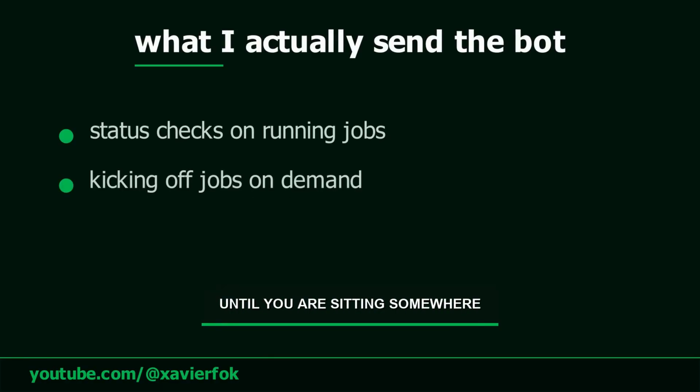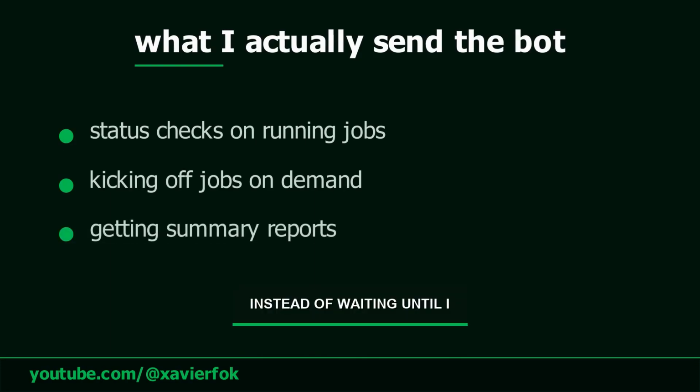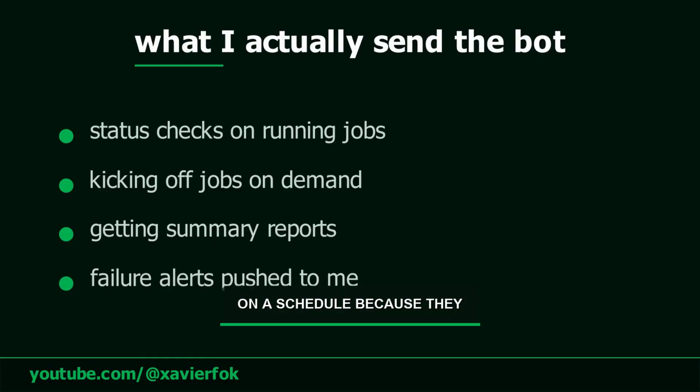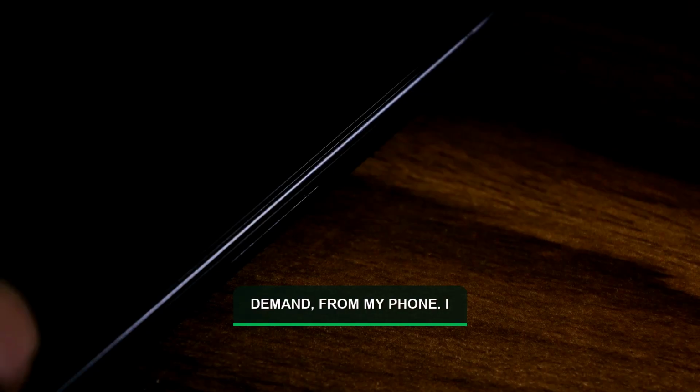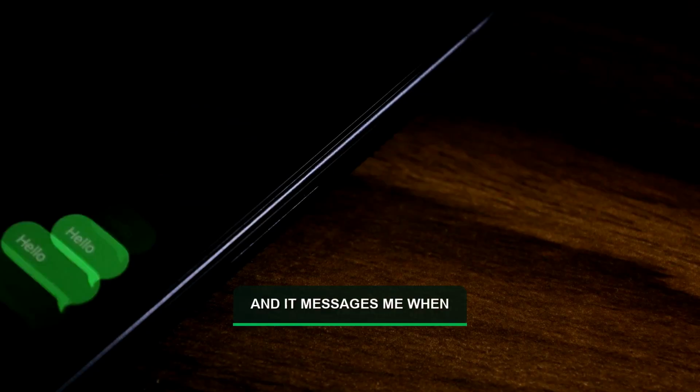This sounds small until you are sitting somewhere without a computer and you want to know if a long render finished. Instead of waiting until I get home, I just ask. The second thing is kicking off jobs. Some tasks I do not want running on a schedule because they need to wait for conditions that are hard to detect automatically. So I run them on demand from my phone. I type a short command, the bot starts the job, and it messages me when it finishes.